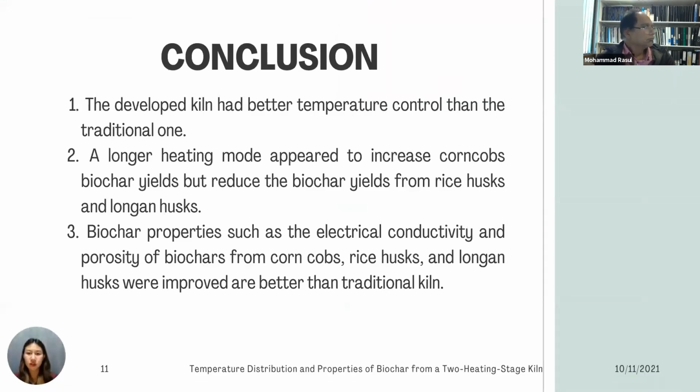Conclusion. 1. The developed kiln had better temperature control than the traditional kiln. 2. The longer heating mode appeared to increase Concord biochar yield, but reduce the biochar yield of light hot and long-term peak. 3. Biochar properties such as the electrical conductivity and porosity of biochar from Concord, light hot and long-term peak were improved and better than the traditional kiln.